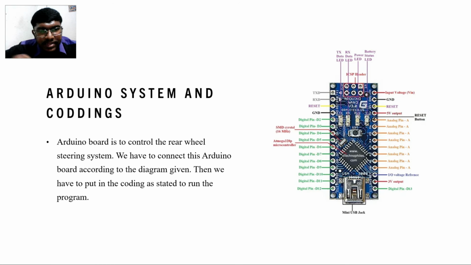Okay, next, these are our Arduino circuits and Arduino system coding. The Arduino board is to control the rear wheel steering system, as we mentioned earlier. We have to control the rear wheel steering angle, so we use the Arduino board. We have to connect this Arduino board according to the diagram given. Then we have to put in the coding as stated in my report to run the program.